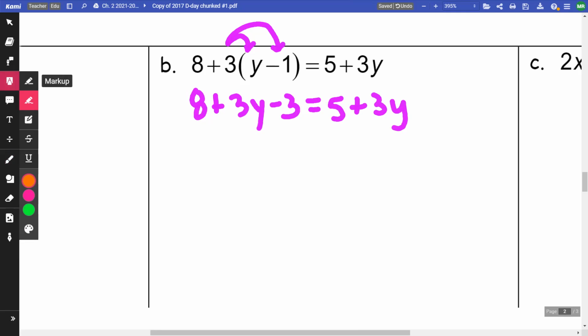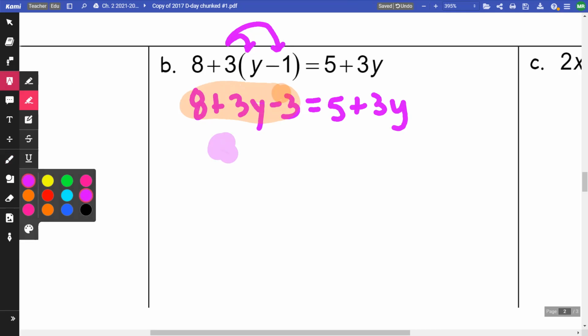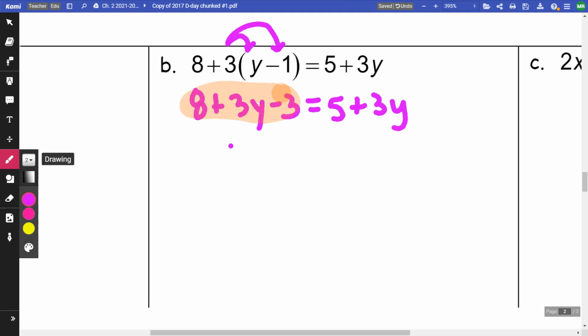Then what I would do is I'm going to look on this side and go, hey, can I clean up things on this side? The other side, I have a 5 and a 3y. Those aren't like things. But on this one, I can clean it up. And I am going to get a 5. Whoops, still on highlight. Sorry. I'm going to get a 5 when I take my 8 and my -3 plus 3y.